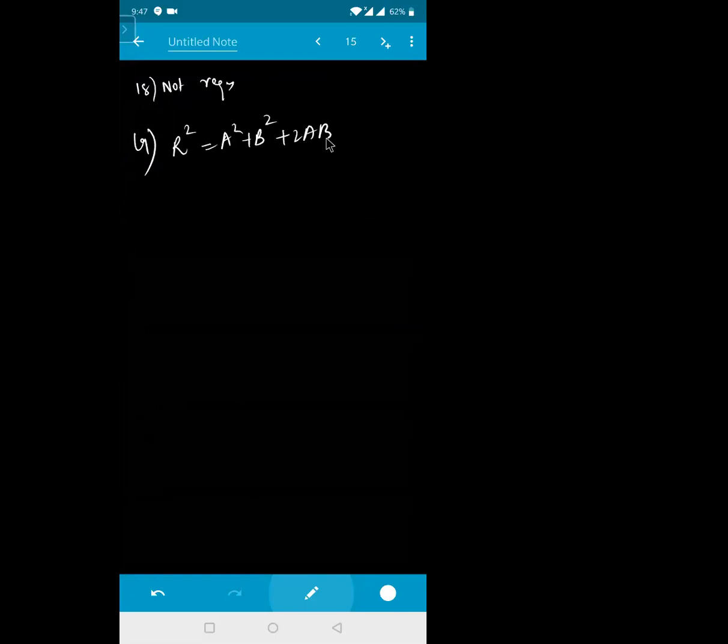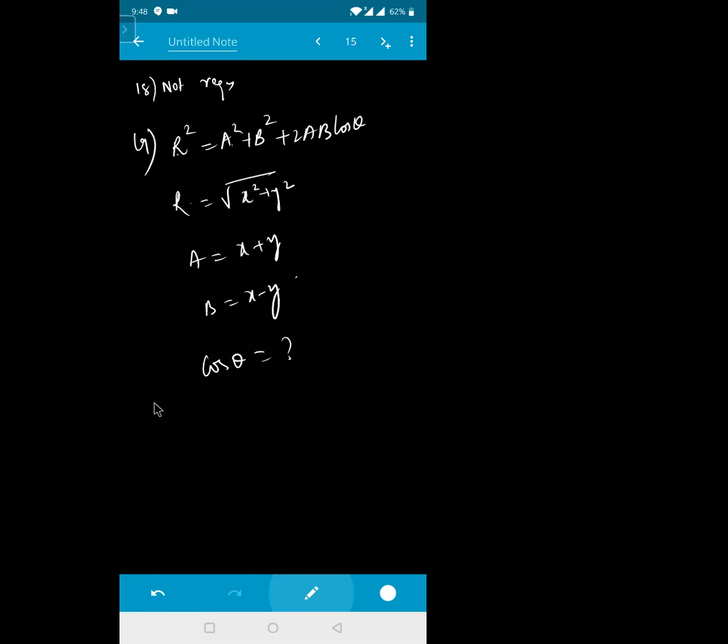Question number 18 is not required. The question paper has been made. Question number 19, what is the formula? R square is equal to A square plus B square plus 2AB into cos theta. Given in the problem, resultant is under root of x square plus y square, and A vector is equal to x plus y, and B vector is equal to x minus y. So calculate the value of cos theta. Substitute the A value and B value here and simplify the value of cos theta.